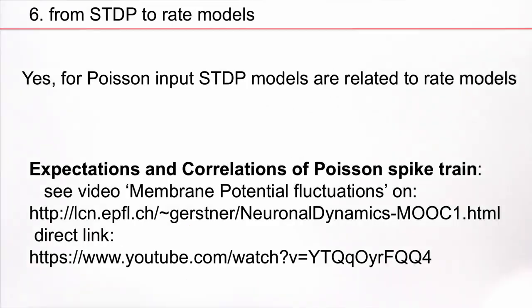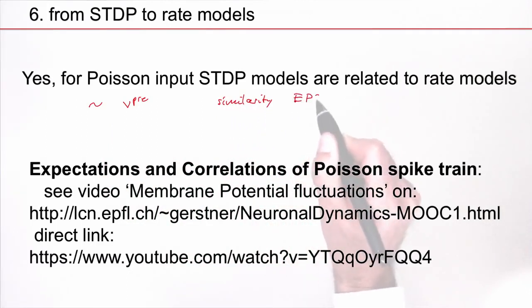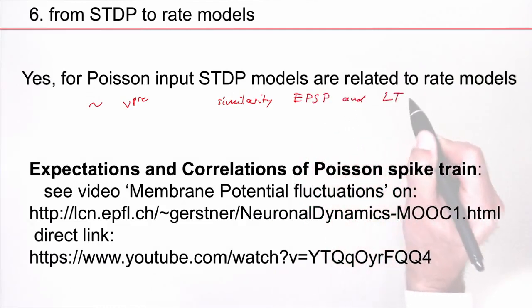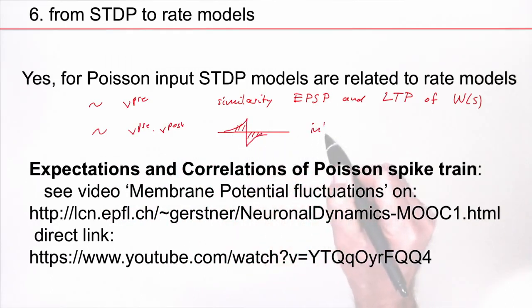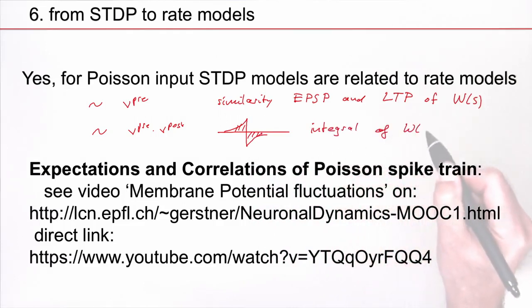So let me summarize this. Yes, for Poisson input, STDP models are indeed related to rate models. And I find two terms. I find a term that is proportional to the presynaptic rate. And for this term, what matters is the similarity between the EPSP and the LTP part of the learning window. And then I have another term, which is nu pre times nu post. And what matters for this term is the integral of the learning window. Now for the mathematical parts, I used expectations, delta notation for the spike trains, correlations of Poisson spike trains, and there's additional information on this in a separate video.